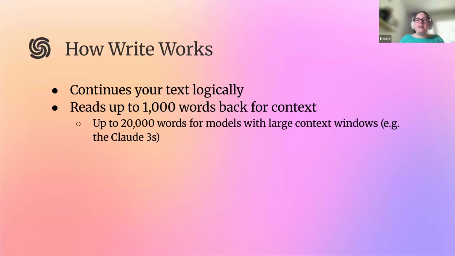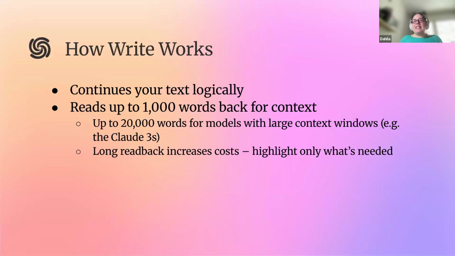This helps maintain consistency and allows the AI to adapt to your writing style if you edit along the way. However, since credit costs depend on how much text the AI reads and writes, a long readback can also be expensive. In that case, it helps if you highlight the section of the text that you want to be considered as a context and therefore reduce the input size and save some credits.